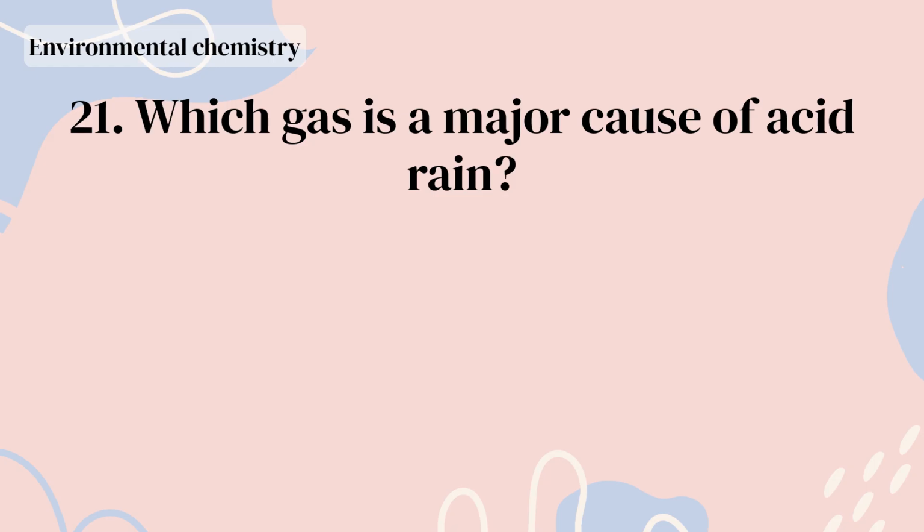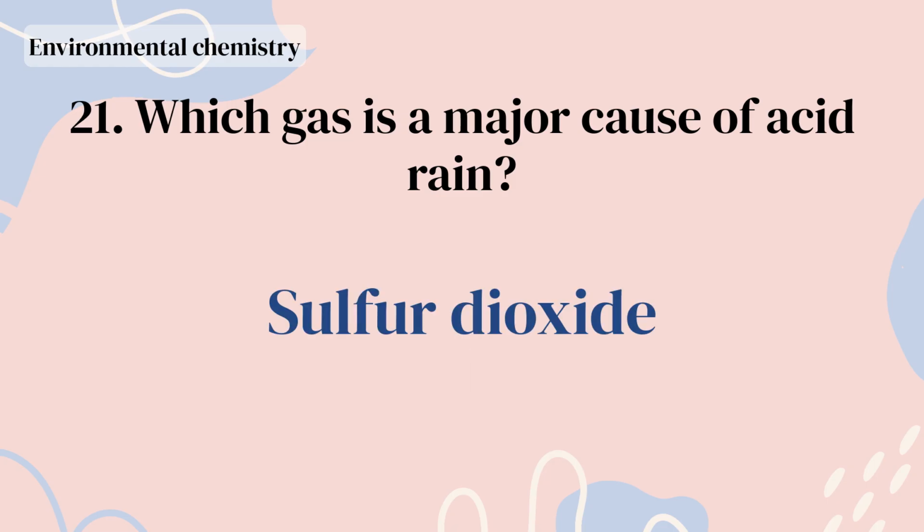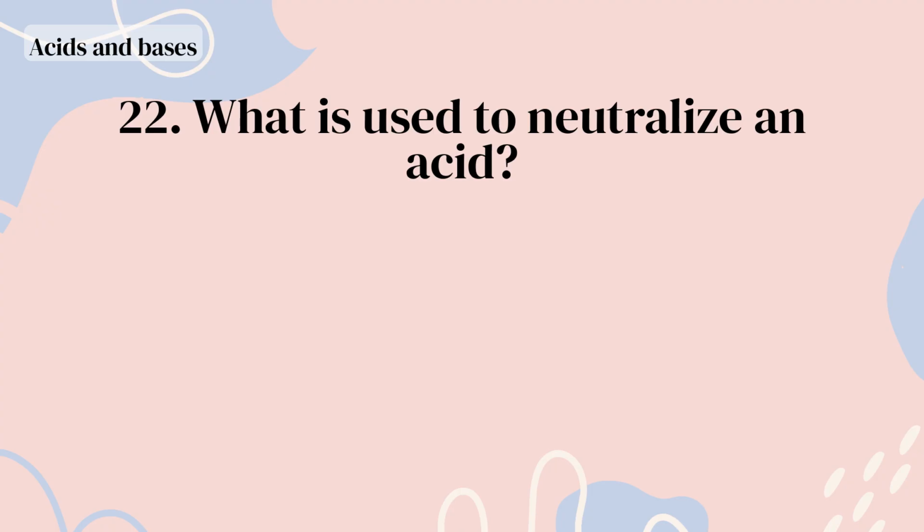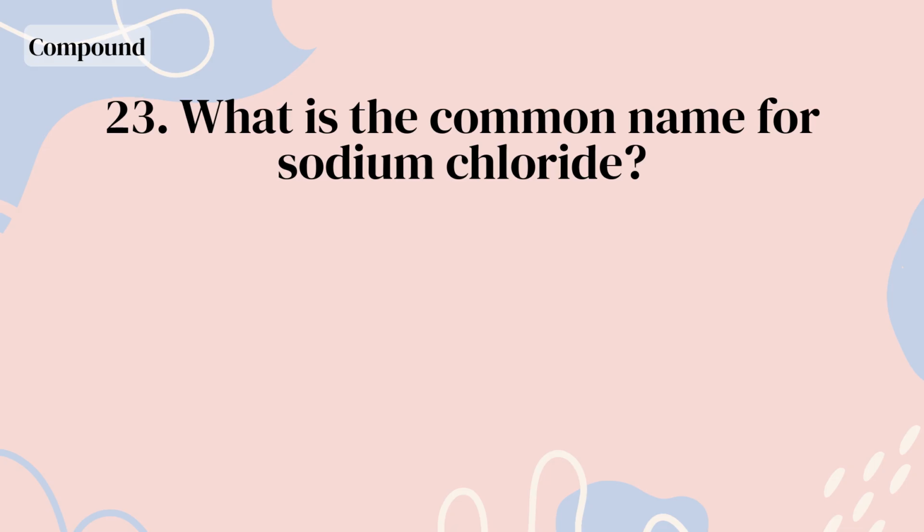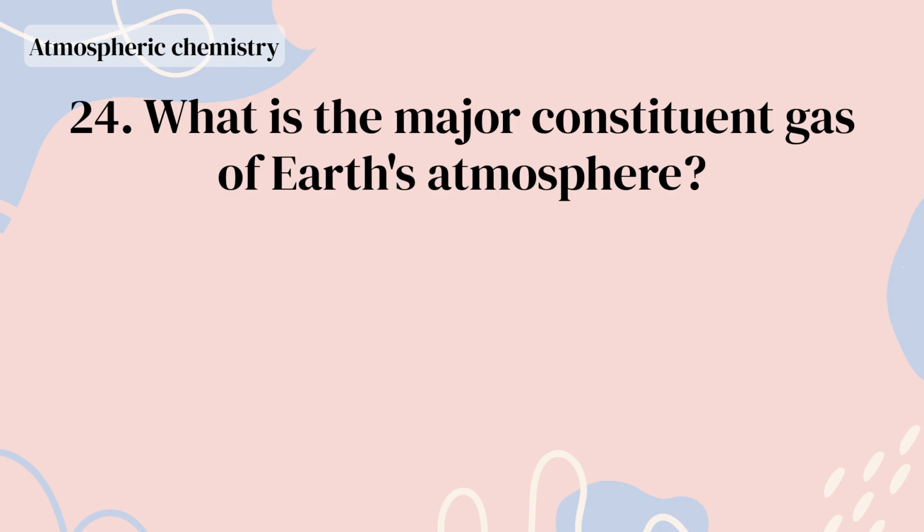Hydrogen. Which gas is a major cause of acid rain? Sulfur dioxide. What is used to neutralize an acid? Base. What is the common name for sodium chloride? Salt. What is the major constituent gas of Earth's atmosphere?